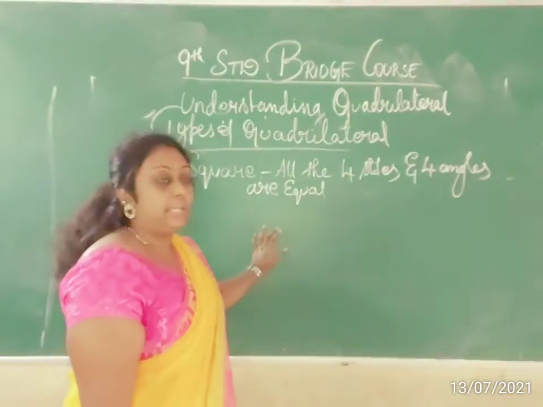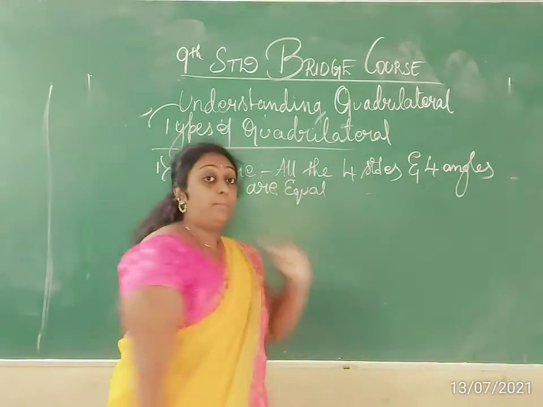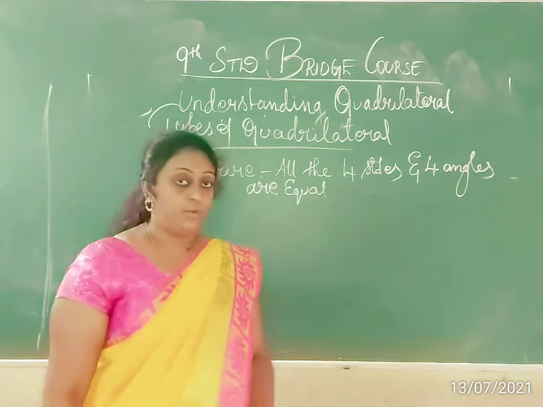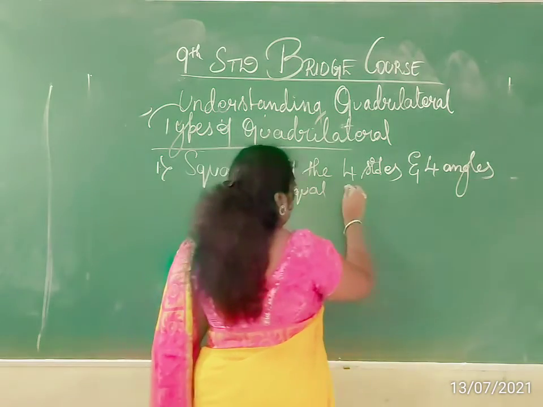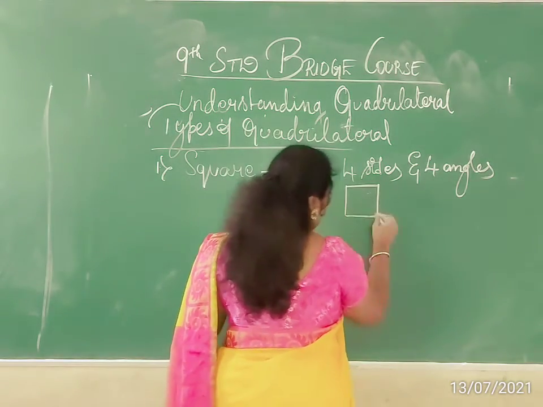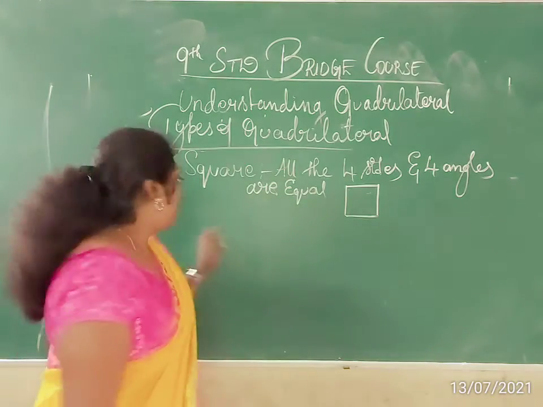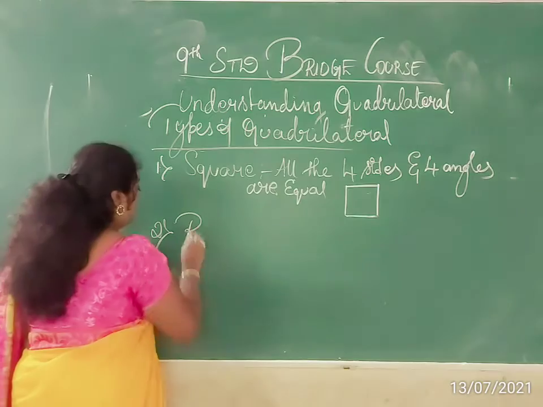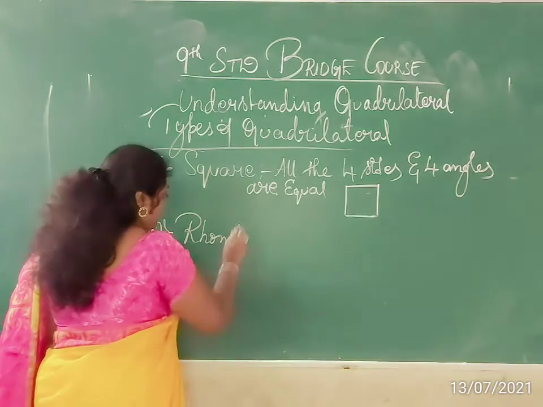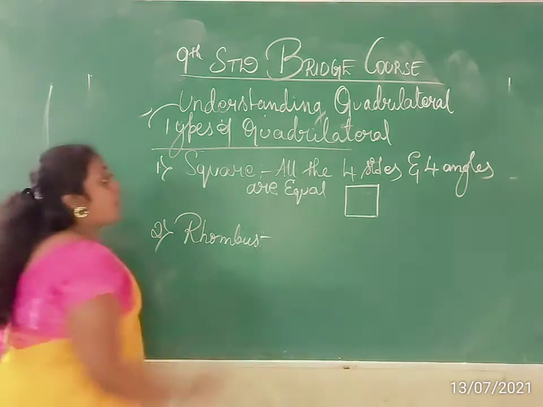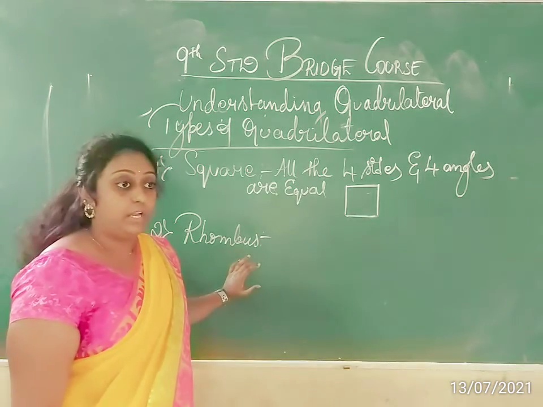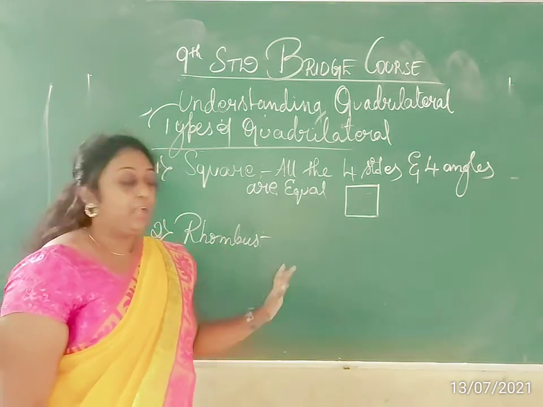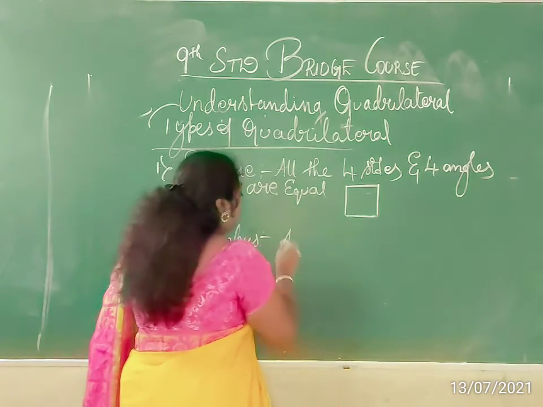So, let us draw a diagram of a square. Take 4 centimeters when you are drawing in your notebooks, okay? So, square. Next one is rhombus. All the 4 sides will be equal, but the angles are different.